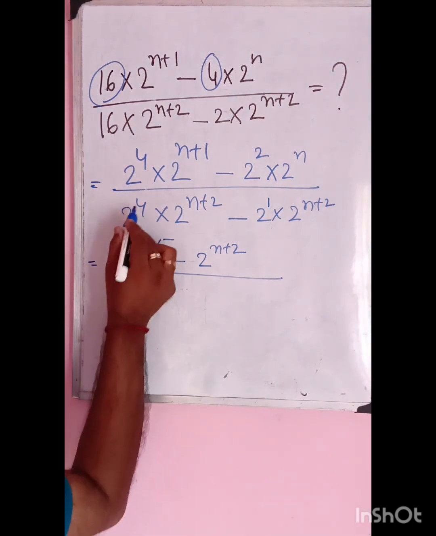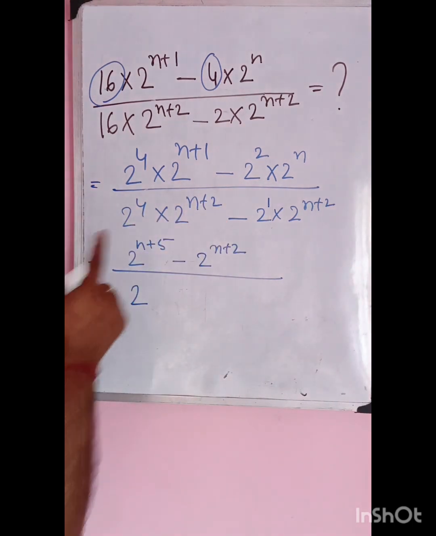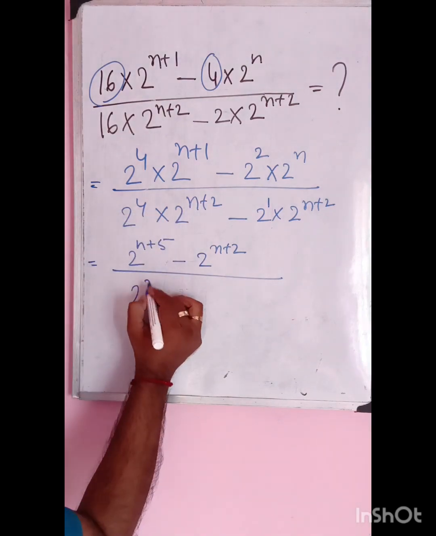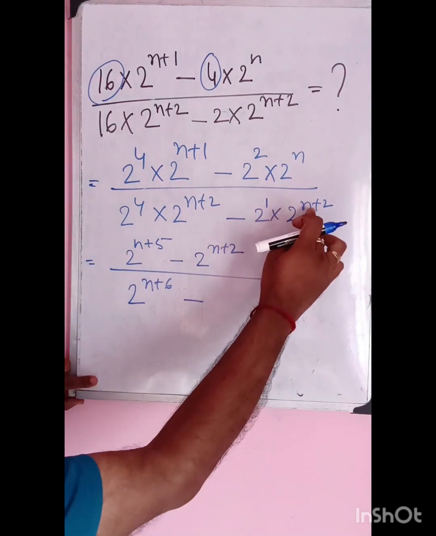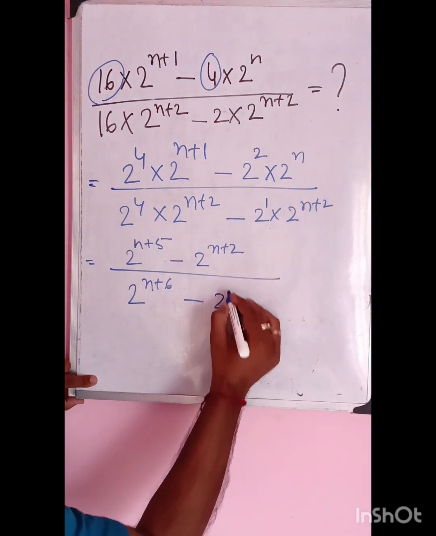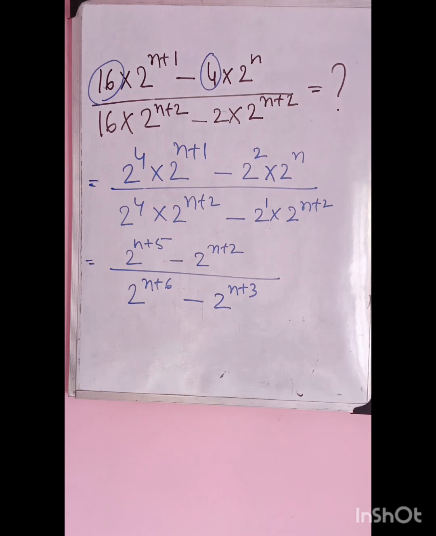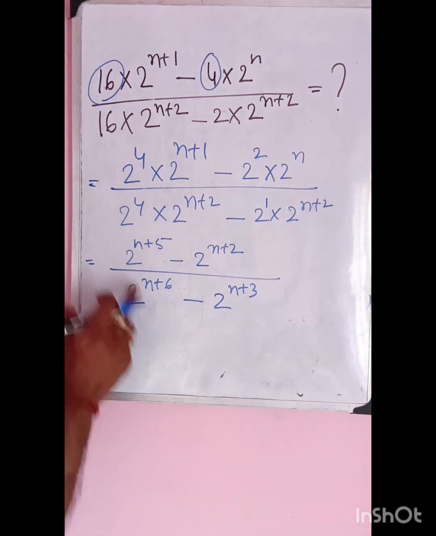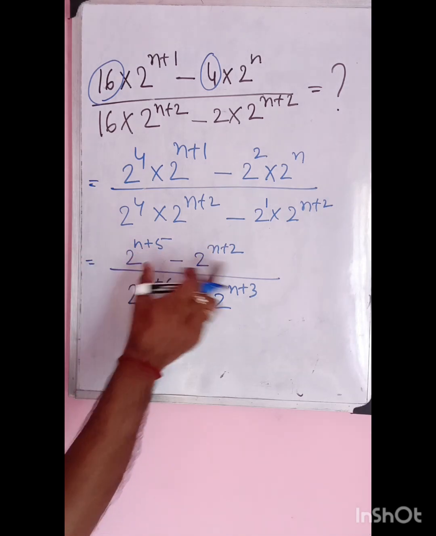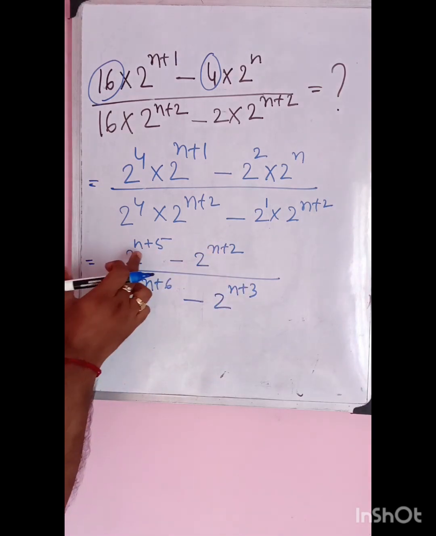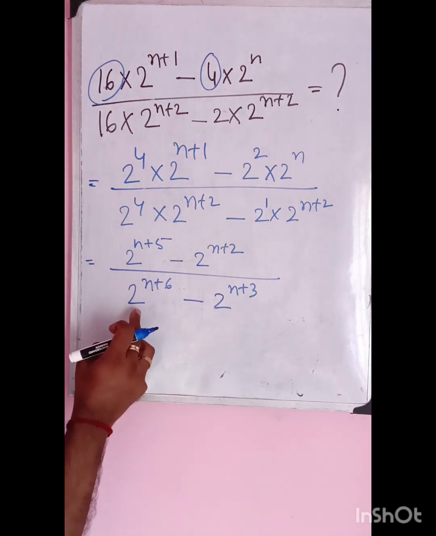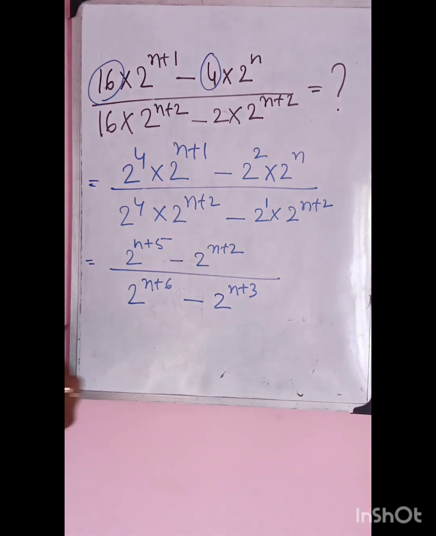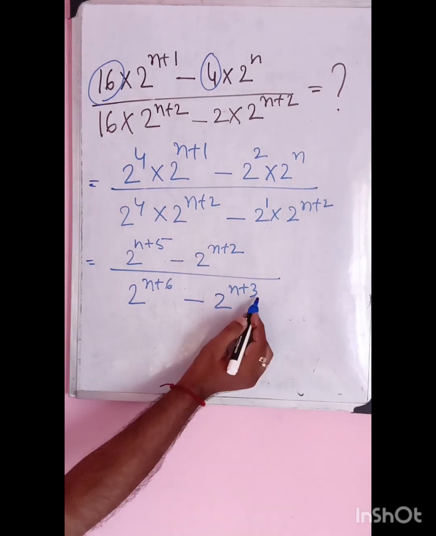2 to the power 4 plus n plus 2. That is n plus 6, minus 1 plus n plus 2, n plus 3. Okay. Now if you compare between this and this, 2 to the power n plus 5 minus 2 to the power n plus 2, n plus 6, n plus 3, that is 1 plus 1 is extra.